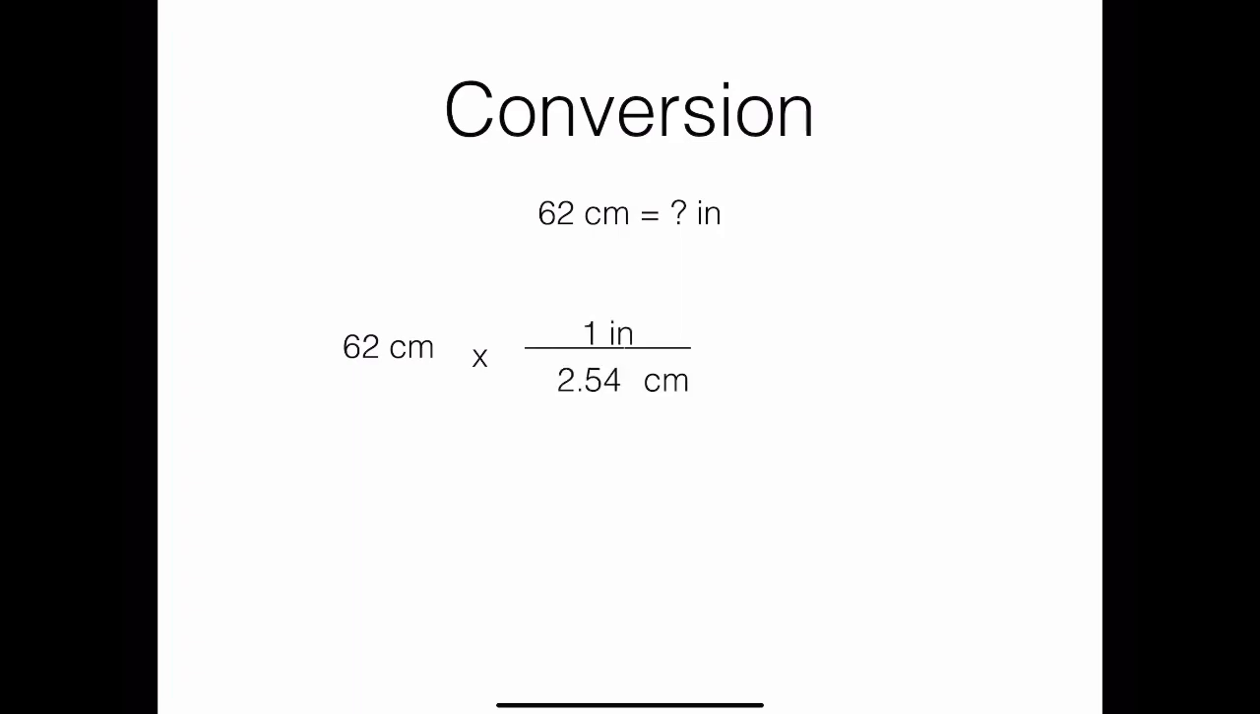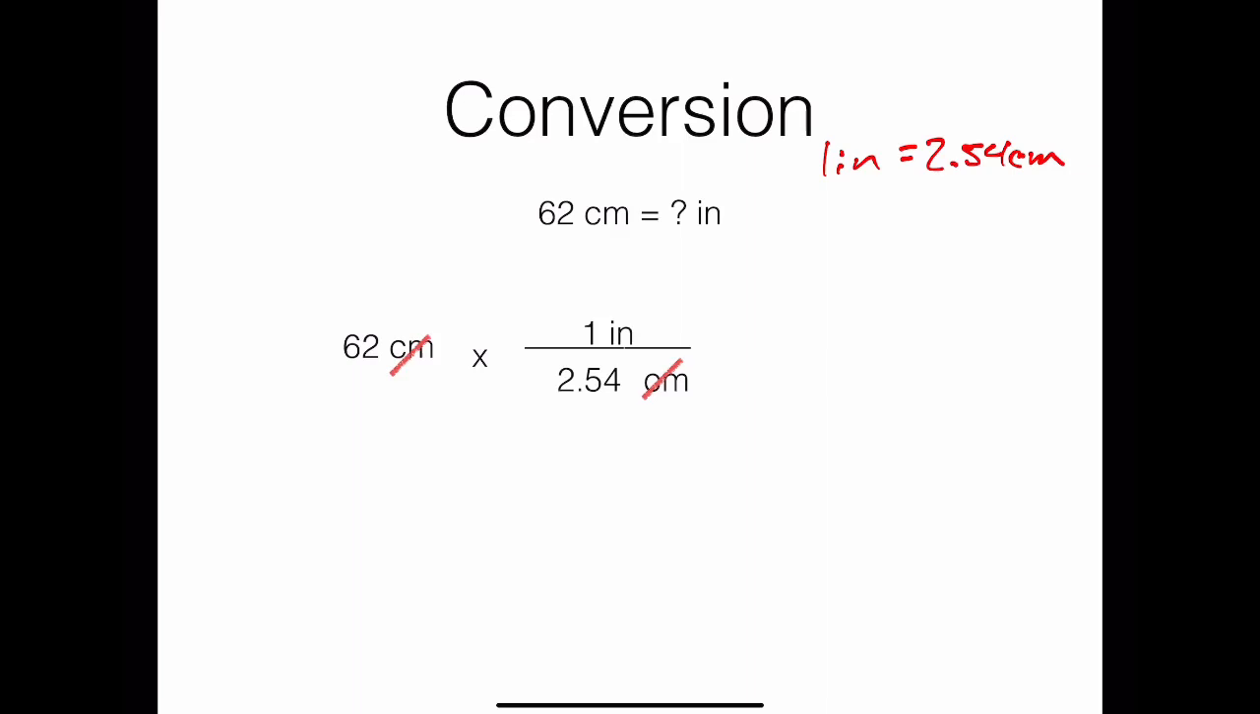2.54 centimeters for 1 inch. We know that comes from the same equivalent statement that we've been using. 1 inch equals 2.54 centimeters. Centimeters cancel because they were on top in the beginning and on the bottom in the second conversion factor.